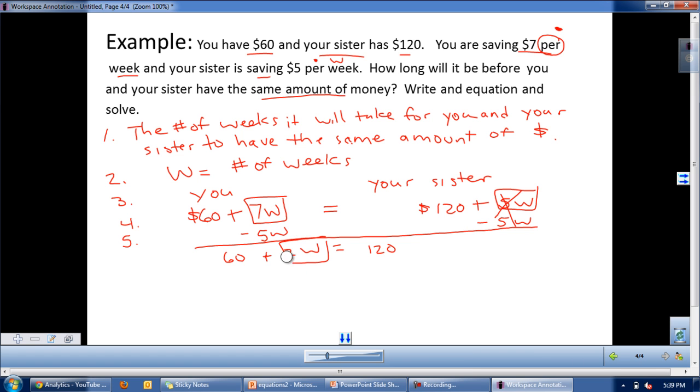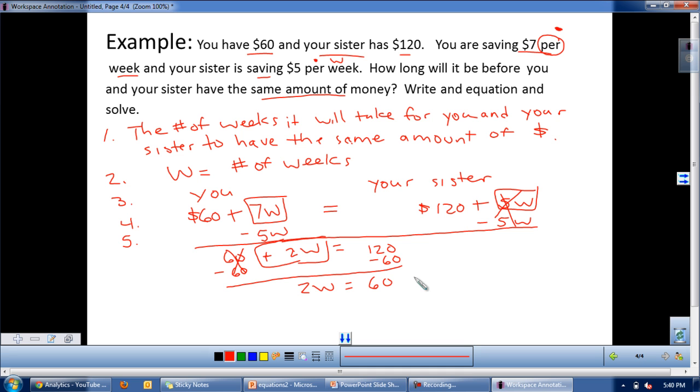Next, we're going to box our term with the variable. And it looks like I forgot to box the sign. We need to do that. We need to undo this positive 60. Well, the reverse operation of adding 60 is subtracting 60. So 60 minus 60 will cancel out, leaving us with 2W equals 120 minus 60, that is 60. Box our variable, we need to undo this multiplication by 2. We'll do that by dividing by 2. So W equals 30.